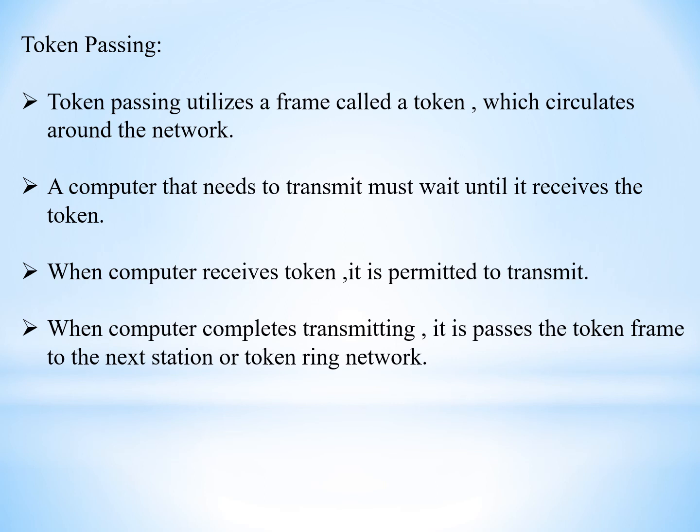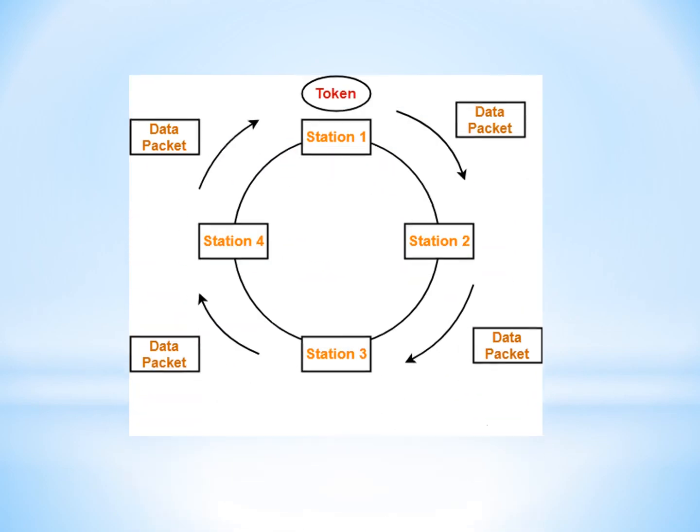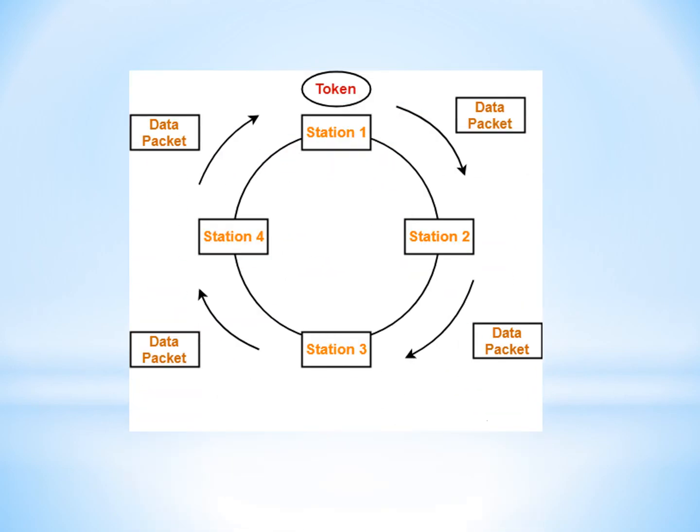The token becomes free, and if any other computer wants to transmit data, it can now access the token. So this is the diagram. You can see station 1, station 2; four stations are there. The data packet is moved in the form of a ring, and we are using a token here in order to access the computers. So by this we complete the network access method.